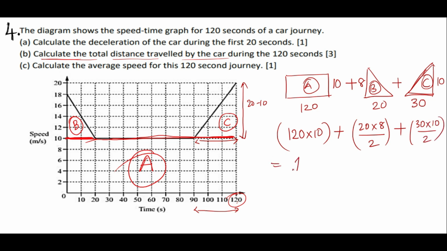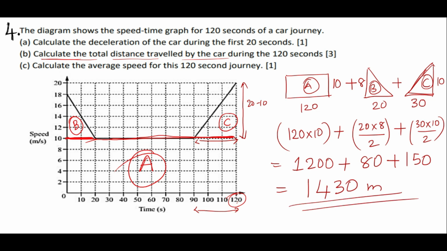So it's going to be 1200 plus 80 plus 150, which is equal to 1430 meters. So this is the answer for part B. The total distance traveled is 1430 meters.